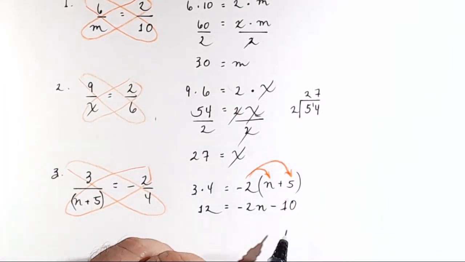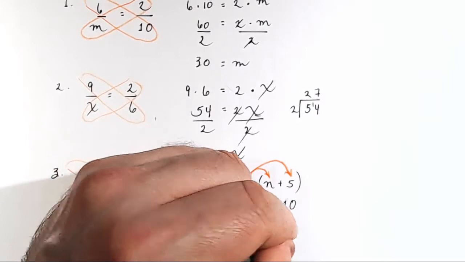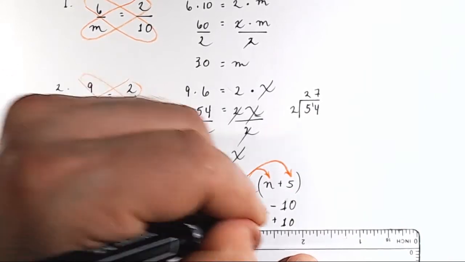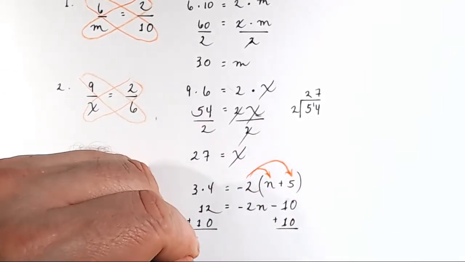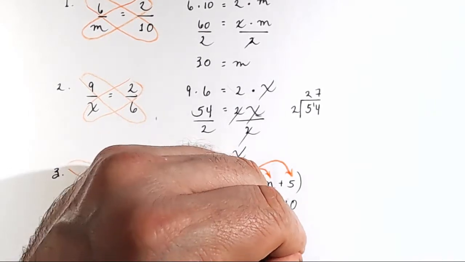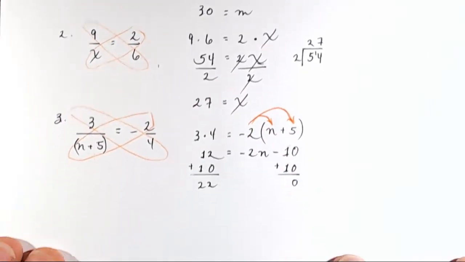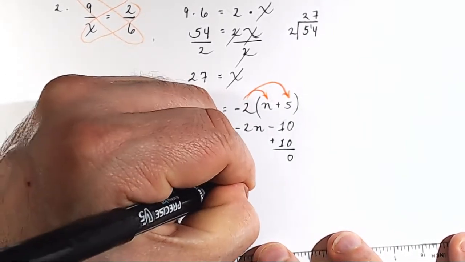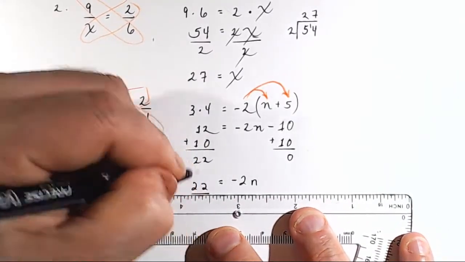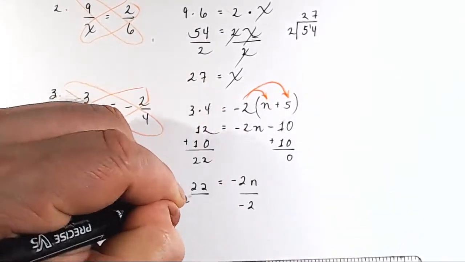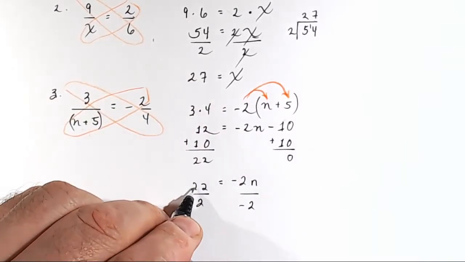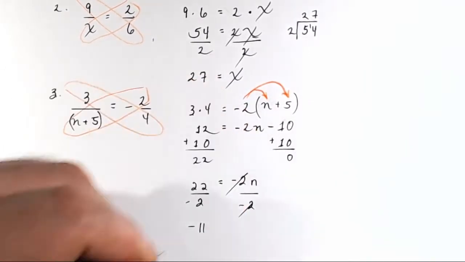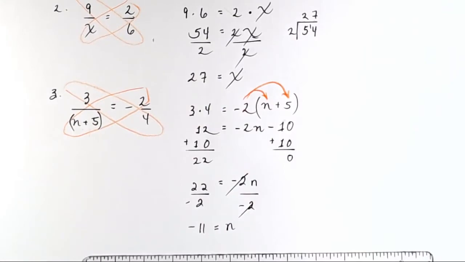To get n by itself, I've got to continue isolating the variable, so I'll add 10 to both sides. 12 plus 10 is 22. Negative 10 plus 10 is 0. Okay? So now we'll rewrite what's left. 22 equals negative 2n. Divide both sides by negative 2. And 22 divided by negative 2 is negative 11. These cancel. All that's left on the right is n. So negative 11 is equal to n.